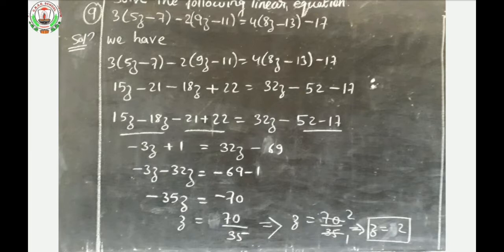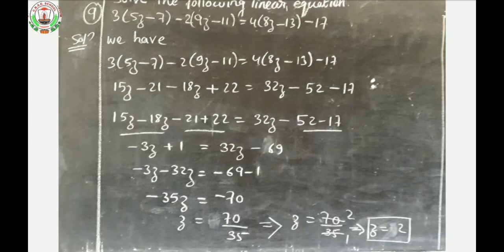So the number we are getting is minus 18z plus 22, is equal to 4 multiplied with 8z. So 4 into 8 is 32, and the signs of 4 and 8z are positive, so it will be plus 32z. Minus 4 into minus 13 will become plus 52, minus 7.